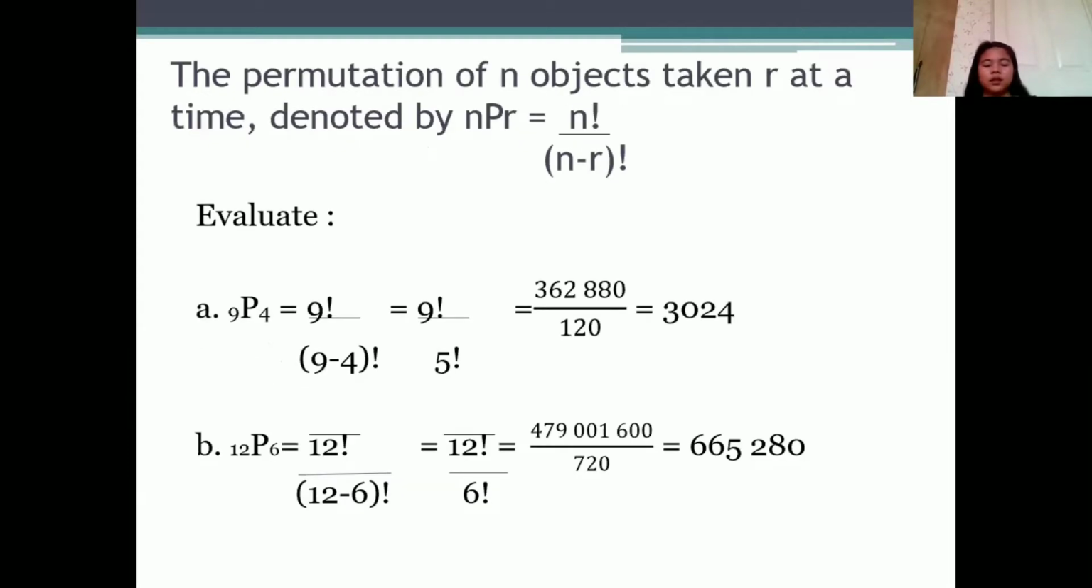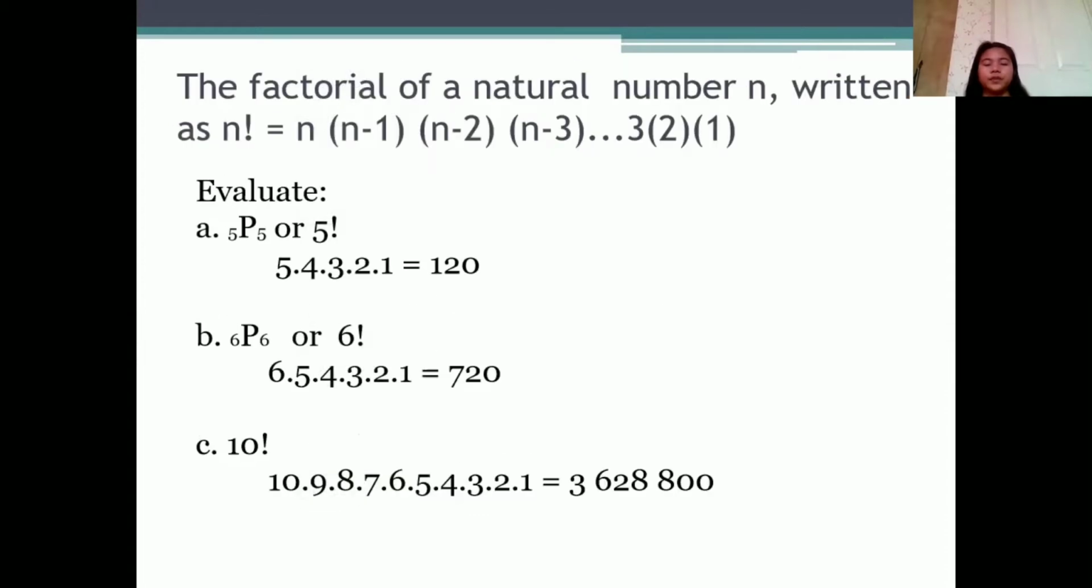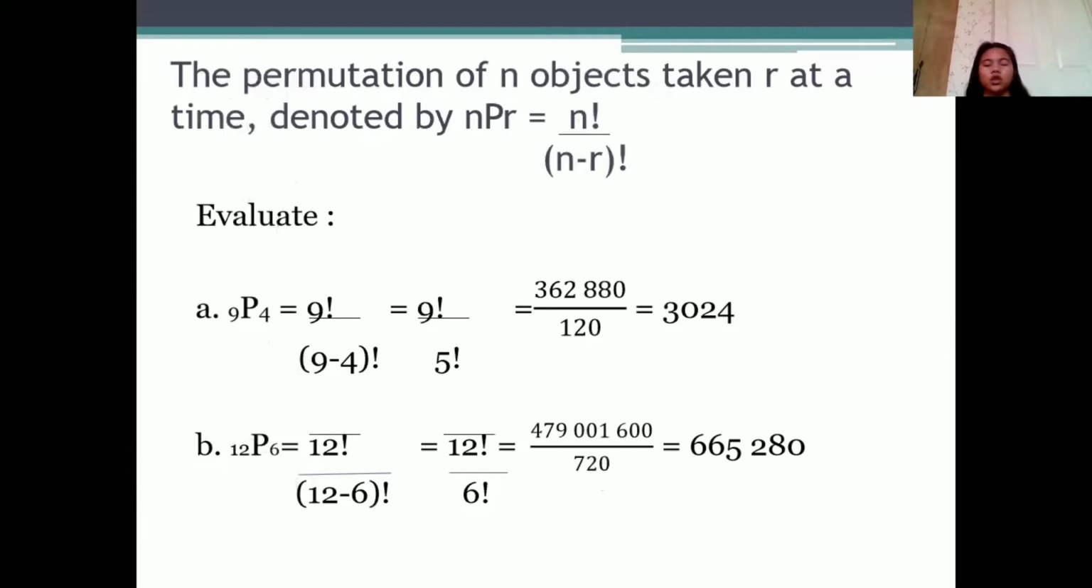So that is the permutation of objects taken all at a time. Then we have here the permutation of objects taken r at a time. This is denoted by the permutation of n taken r at a time, which is equal to n factorial divided by n minus r factorial. Okay, this is the formula when we are going to take some objects at a time.